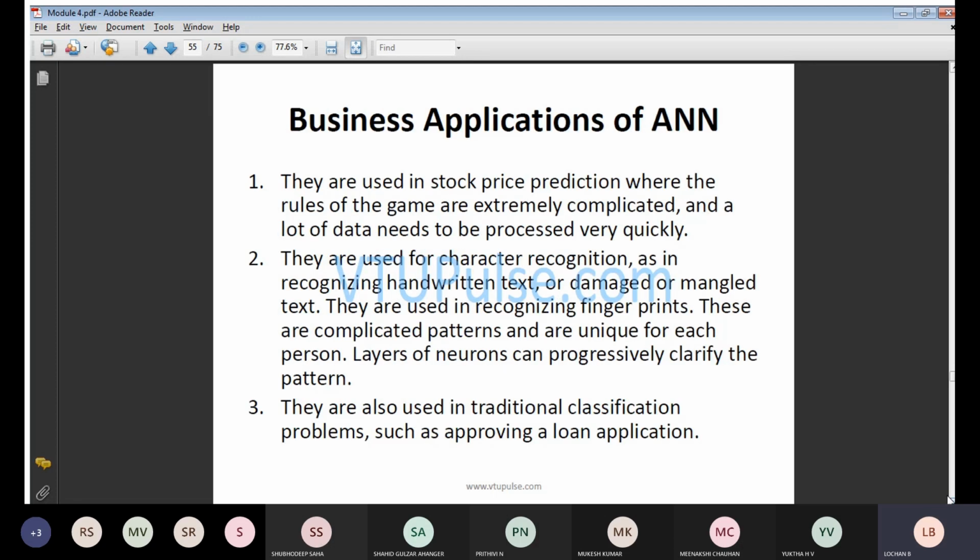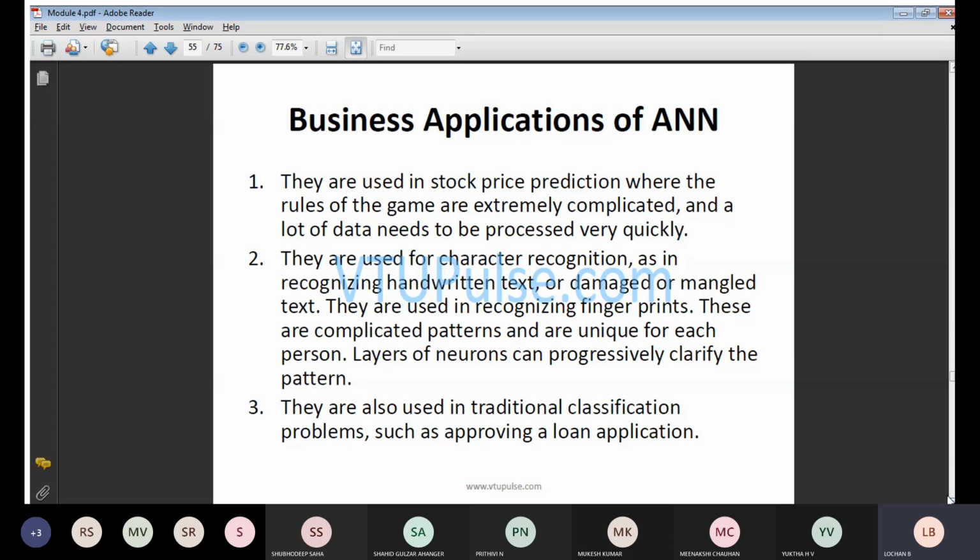Next, with respect to the business applications of ANN, stock price prediction. If you know the stock market, let us consider Infosys or TCS or Wipro, whatever it may be. Today's share price is not the same tomorrow. Today if they are in profit, tomorrow they may be in loss. That means it becomes too complicated to understand the share market.